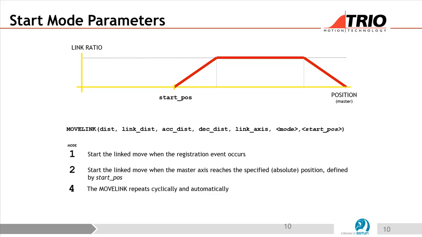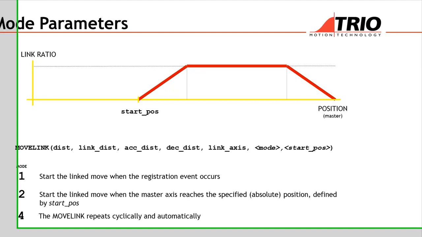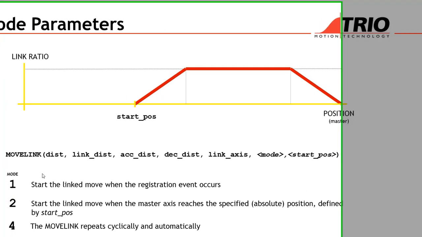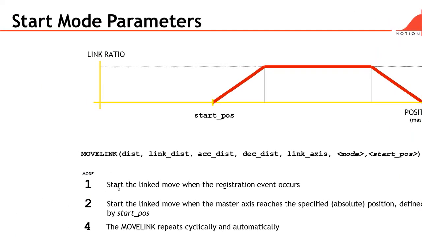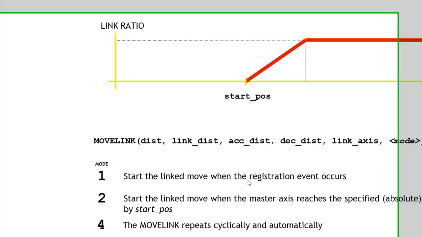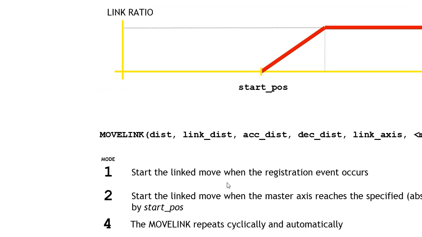To do that, we can actually preload the move link with a starting mode. You preload the move link with this mode set here, and if it's a 1, it's looking for something called a registration event. This means it's a special input that is looking for a rising or falling edge from a sensor. If you've got option 2, it's looking for a particular position on the master axis, and you put that position in the extra parameter on the end. And if option is set to 4, the move link will repeat cyclically, automatically, so it will just continue to run a bit like a connect.